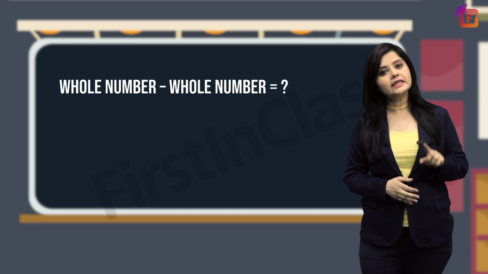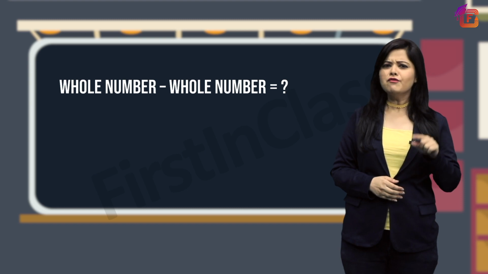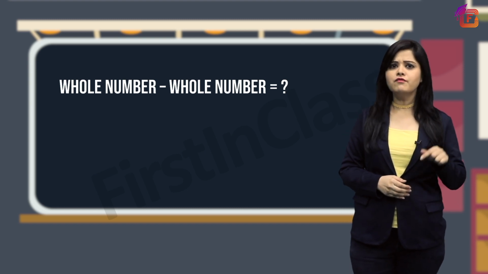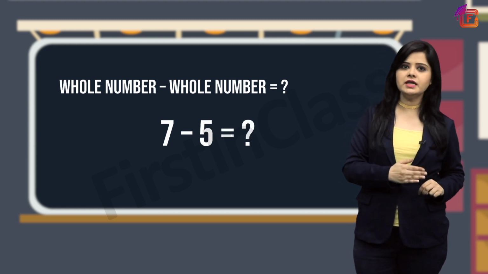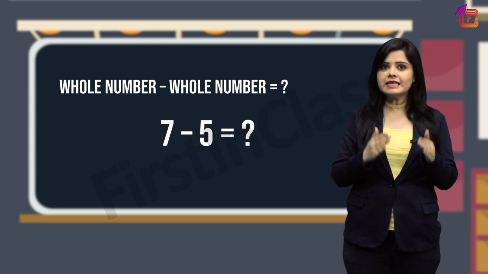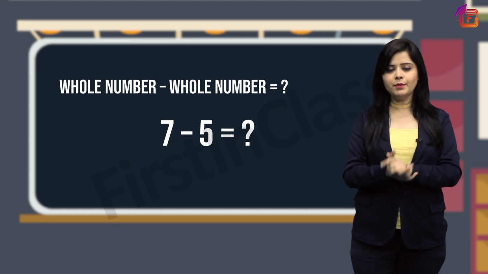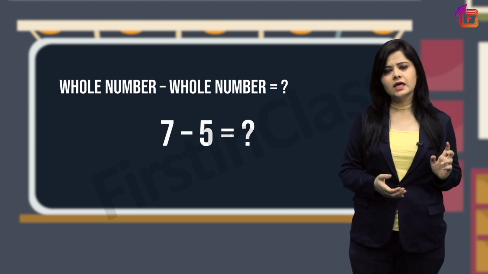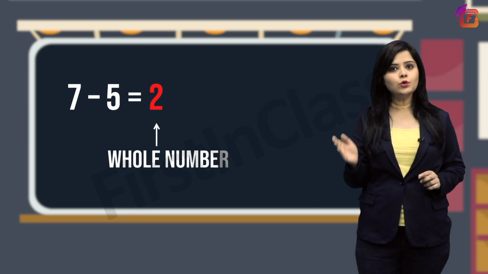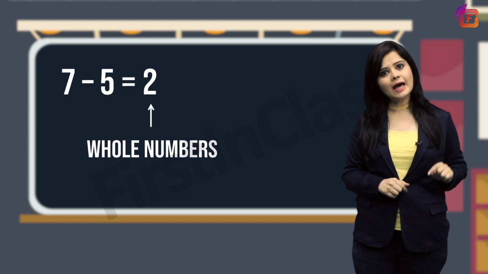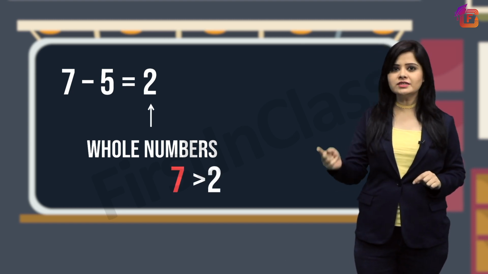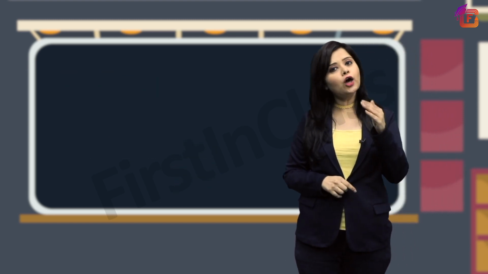Now, let us check the case in subtraction. Will we always get a whole number when we subtract two whole numbers? Let us take the example of 7 and 5. Is 7 minus 5 a whole number? Indeed, it is. 7 minus 5 is equal to 2, which is a whole number. Now, in this example, the first number is greater than the second number. Now, let us take an example where the first number is lower than the second.